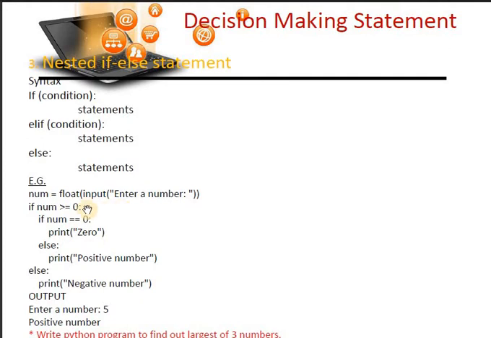Now this is the example, like num float input, enter a number. If num is greater than 0. Now see, this is the nested if. One if statement is there, and this is another if statement. Fine. And now this else belongs to this if, and this else belongs to this if.